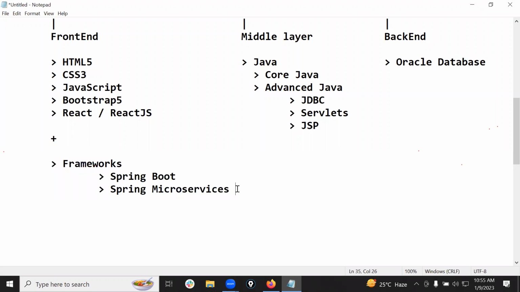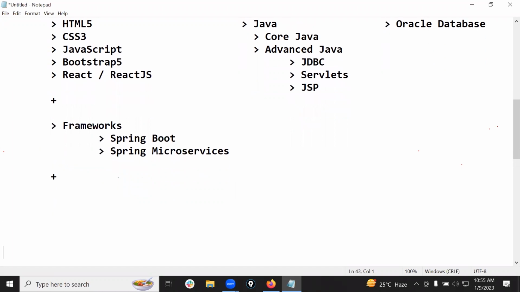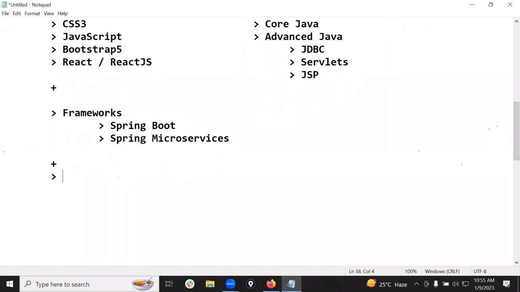Along with these frameworks, I will give you knowledge on SDLC, the Software Development Life Cycle. I will also give you the difference between the waterfall model and agile. This is a very important interview question for freshers as well as for experienced people. What is the difference between waterfall model and agile? That also I will give you.